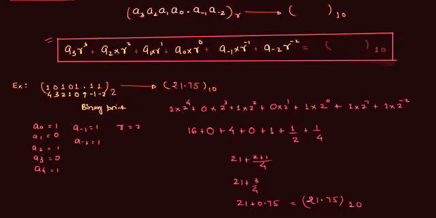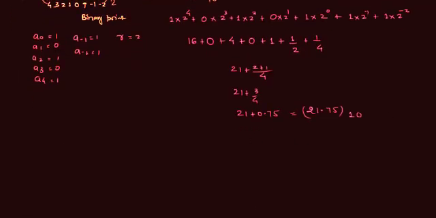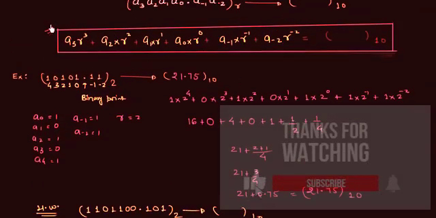Now there is one homework problem for you. Homework problem. The binary number is 1101100.101. This is the binary number and you have to find decimal equivalent of this binary number. You have to follow the same rule, this rule, and you will easily find the decimal equivalent for this binary number. This is all for this presentation.